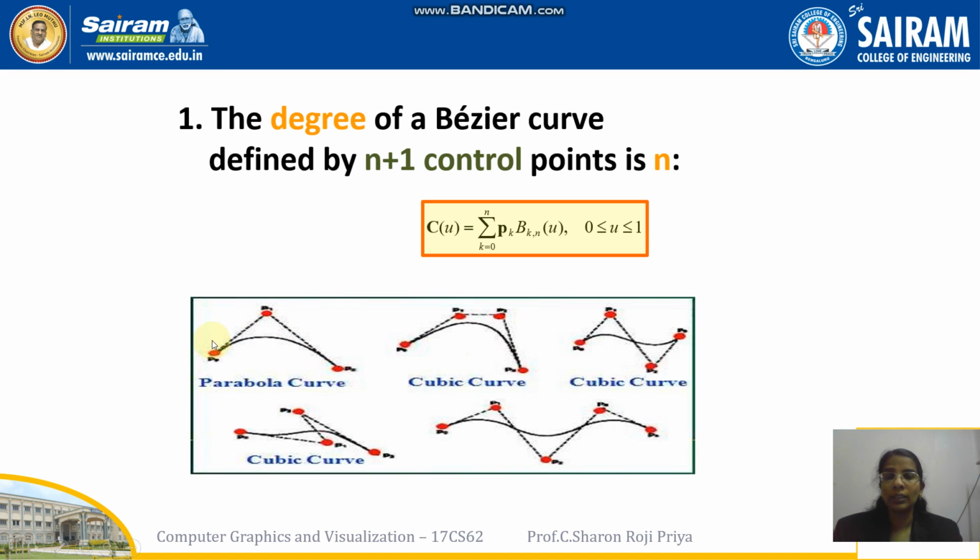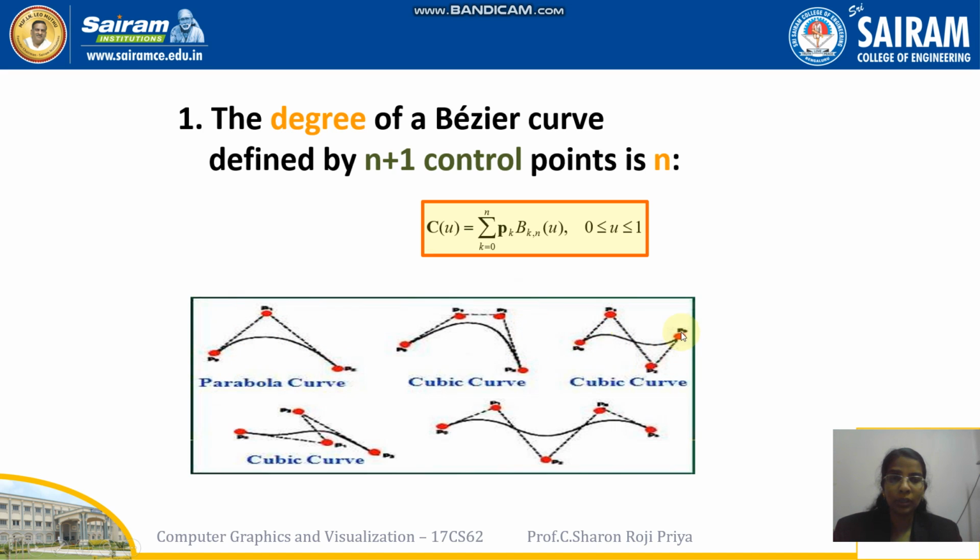Now take this example. This is my starting vertex and ending vertex. In between the starting control point and ending control point, I have some other control point. This control point will give the direction of my curve. Since I have the control point here, I can understand that while drawing the curve I should go in the upward direction.